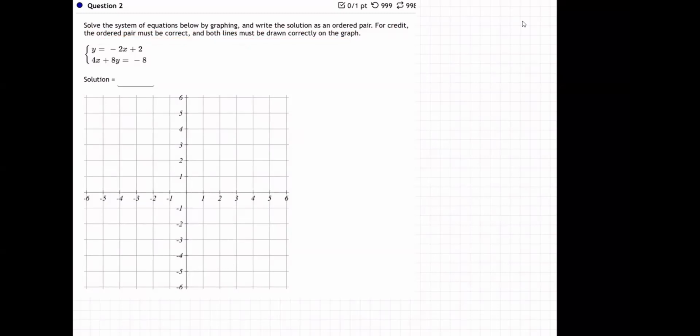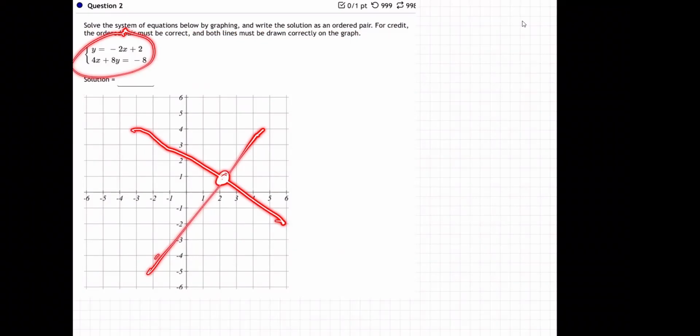Okay, so basically we've got two equations, which are going to produce two lines. One of the lines is going to be like this. The other line is going to be like this. And where they intersect is going to be the answer to the whole system.